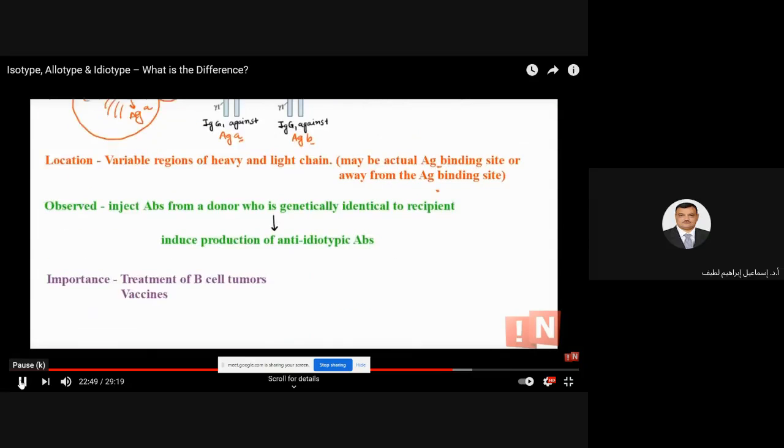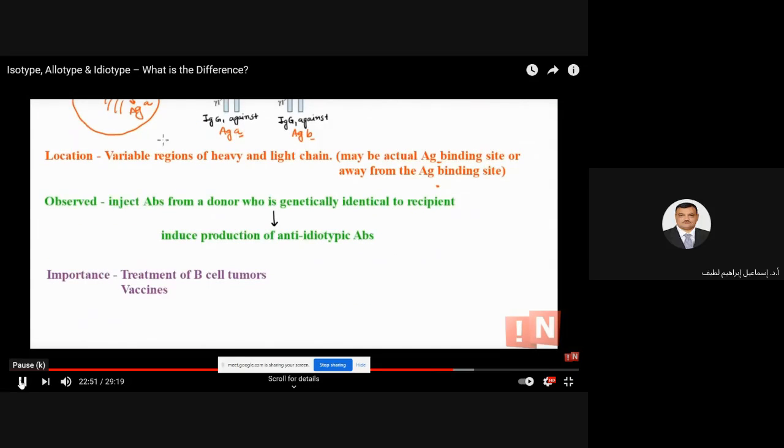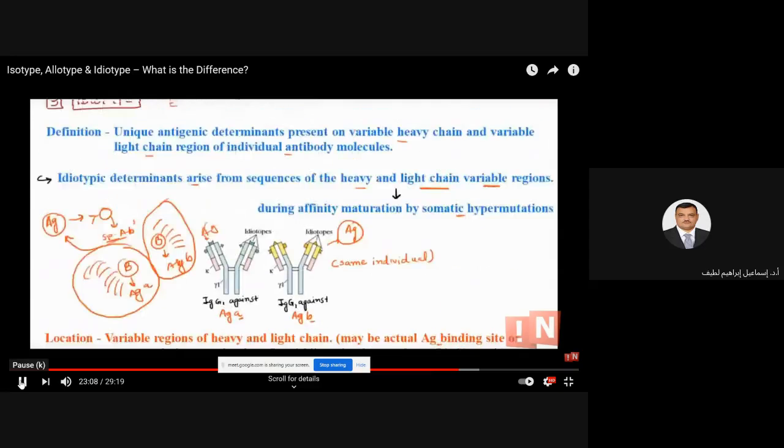And where can we observe such idiotypic antibodies? Where can I produce anti-idiotypic antibodies? If you take genetically identical twins, their isotype and allotype will be the same, right? Because they are genetically identical twins.